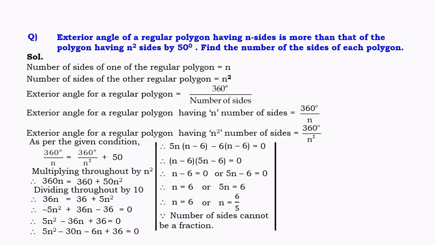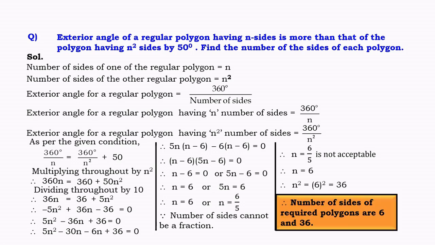But the number of sides of a polygon cannot be a fraction. Therefore, 6 divided by 5 is not acceptable. Hence, n equals 6. Since n equals 6, n squared equals 6 squared, which is 36. Therefore, the two polygons have 6 sides and 36 sides respectively. Hence, the required polygons have 6 sides and 36 sides. This is the final answer.